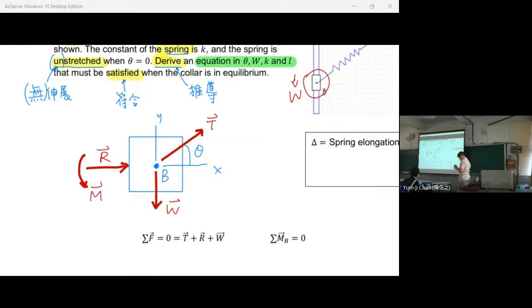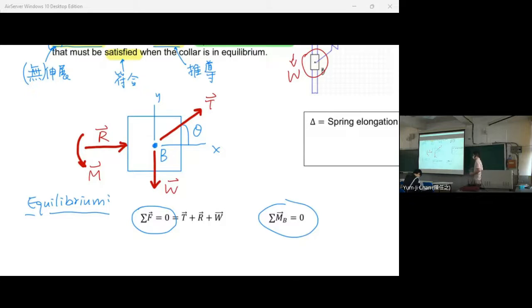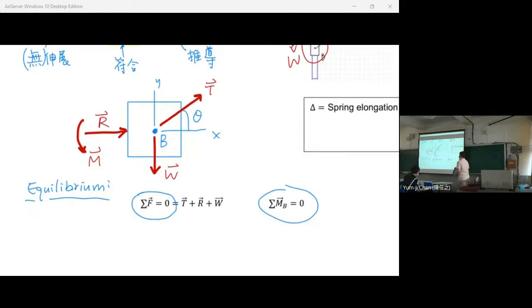Now because of equilibrium, we have summation F equal to 0 and summation N equal to 0. This is not simple, but please write it down in the examination, especially if you don't know what to do.